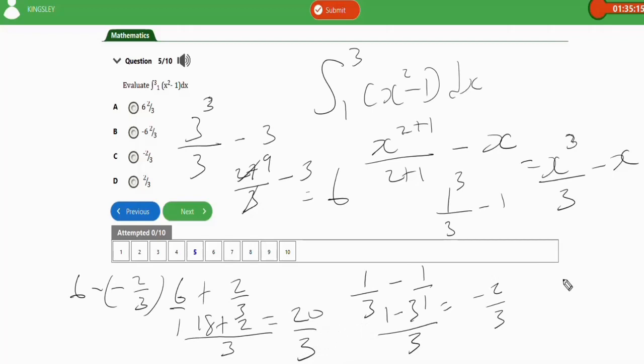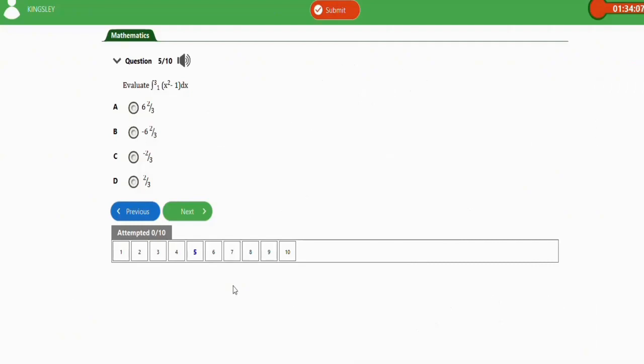So 20 over 3 as a mixed number is 6 and 2 over 3. 6 times 3 is 18 plus 2 is 20. That's 20 over 3. The correct option for this question is option A, 6 and 2 over 3. That would be the answer. So it's as simple as this. Let's wipe this and solve the next repeated question. Alright guys, so the next repeated question will be this question.